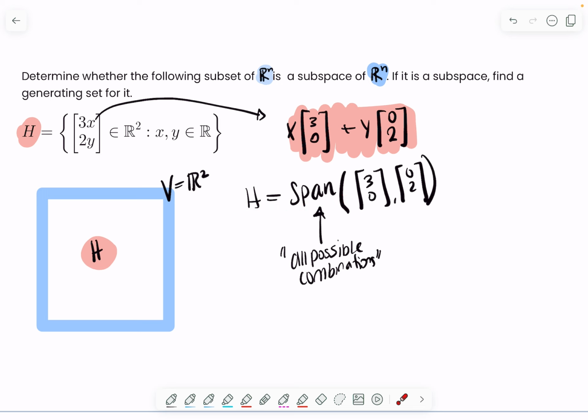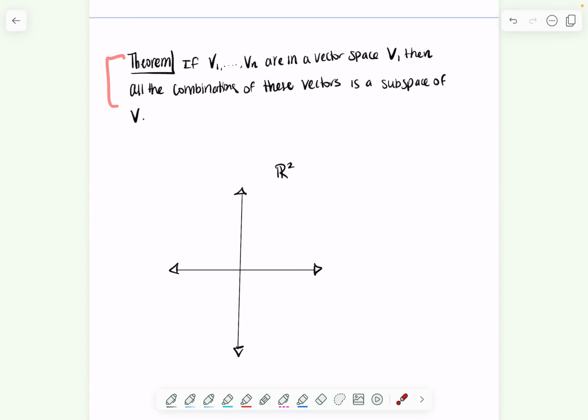And by definition, by a theorem that we have, a span is a subspace, and I'll prove it to you. So here's your official theorem. First, let's review. This is just a coordinate plane. It's the two-dimensional space of all real numbers.